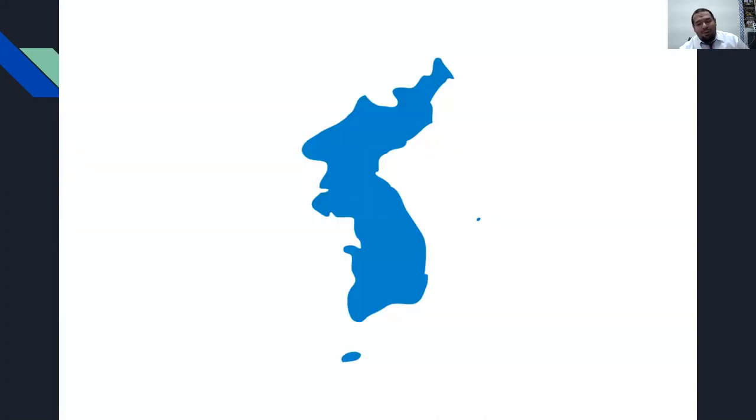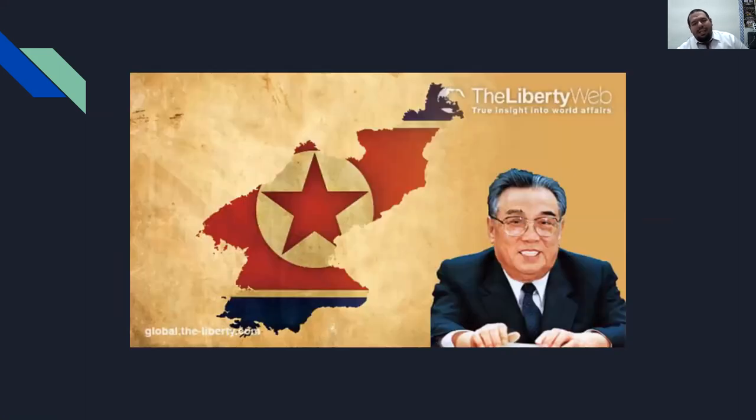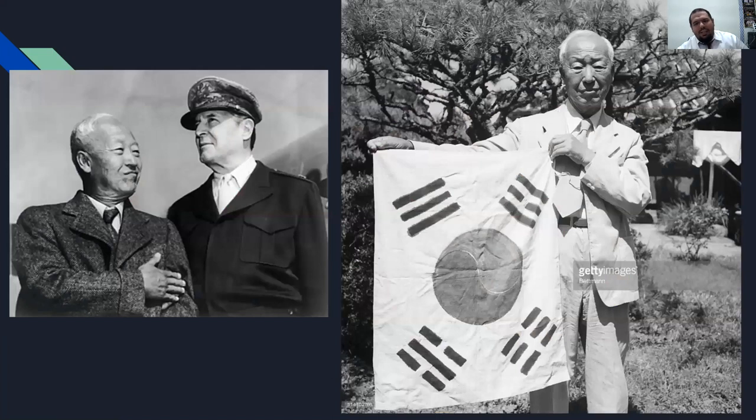That's Korea before takeover by the Japanese. This is Korea after World War II. You have North Korea and South Korea. 38th parallel. This is Kim Il-sung. I don't know if that's an edited photo. And this is Syngman Rhee with Douglas MacArthur. And here's the South Korean national flag.